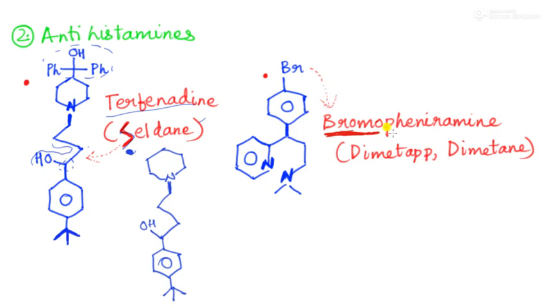Next, we go to bromopheniramine. This bromo should give you a hint of bromine being present in the molecule. So first you draw bromobenzene like this, and then you need to draw pyridine, like this.